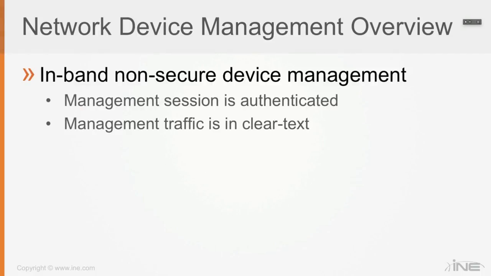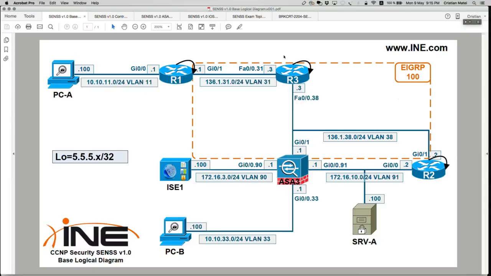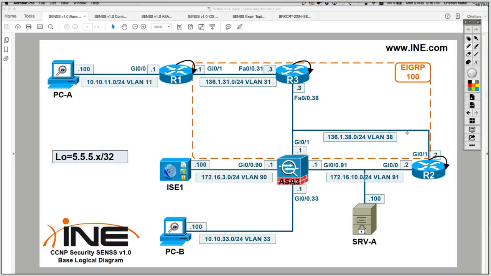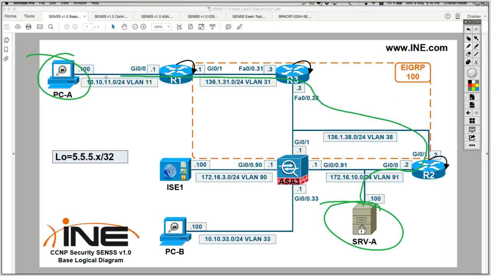What in-band means is that the management traffic uses the same transit path as the user traffic. Out-of-band management would mean managing the device at the console. So in-band means, for example, that if server A wants to speak with PC A, that traffic is going to be routed this way: router 2, then router 3, and then PC A.